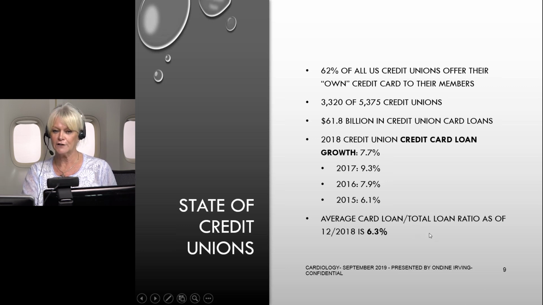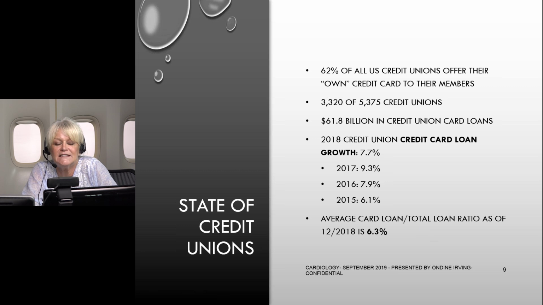The average card loan to total loan ratio is 6.3% nationally, and that's not the best. Ideally, regardless of what the average is, you want to be at 10 to 15% of your total loan portfolio should be in credit cards.